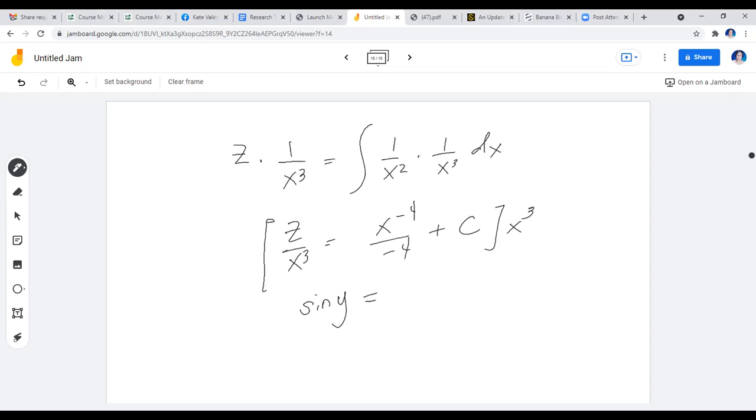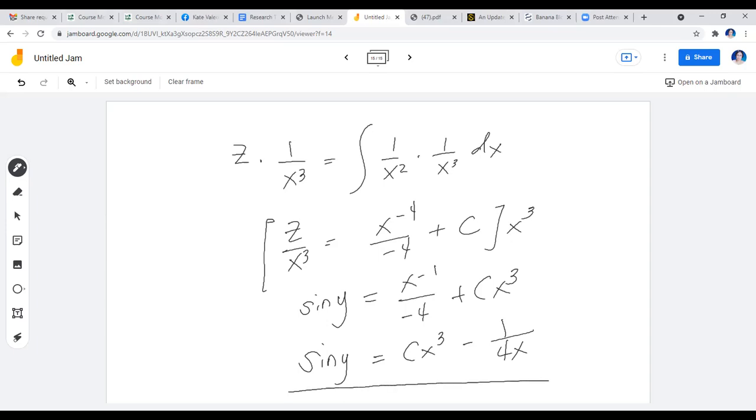And you have this one now. So if you multiply by x cubed, this becomes x raised to negative 1 over negative 4 plus c x cubed. Or we say that the sine of y is equal to c x cubed minus 1 over 4x. So x raised to negative 1 is 1 over x, and this is your 4. The negative sign is here. So this is the solution of our DE using the method of substitution.